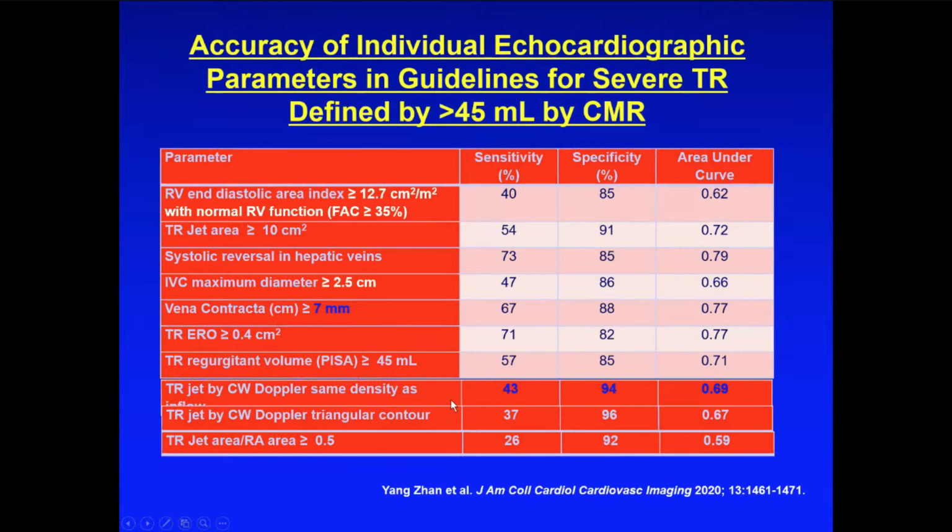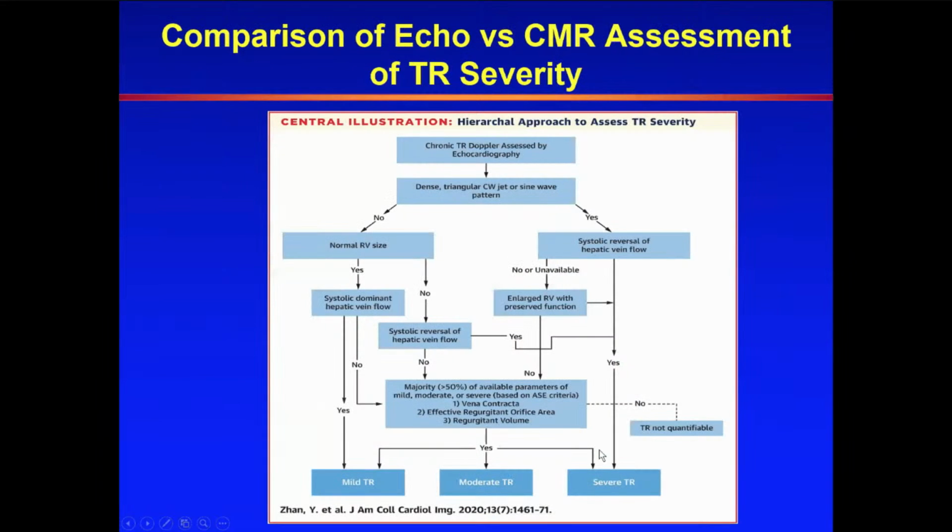And notice the excellent specificity if you have a continuous wave Doppler jet that is dense and with a triangular contour. We are talking about 94 and 96% specificity. Jet area as a ratio to the total RA area during systole also was quite specific. The challenge is, are we able to record it or not? Based on the cases that we included, and we included 337 cases, 209 were mild, 67 were moderate, and 61 were severe. We came up with this hierarchical approach.